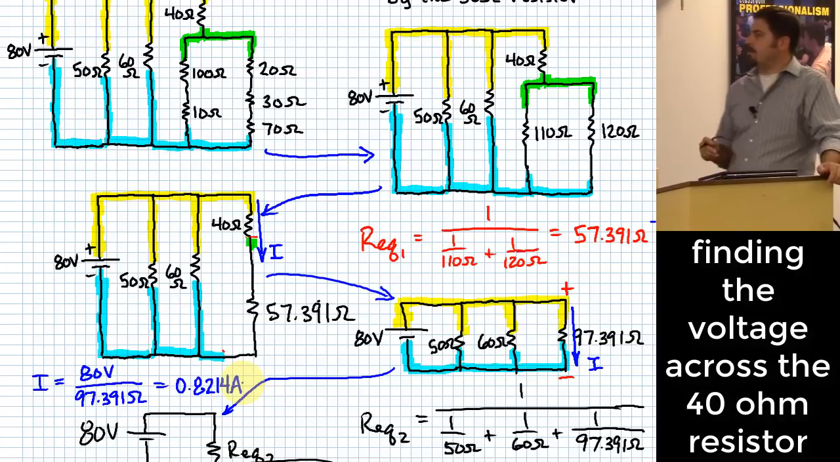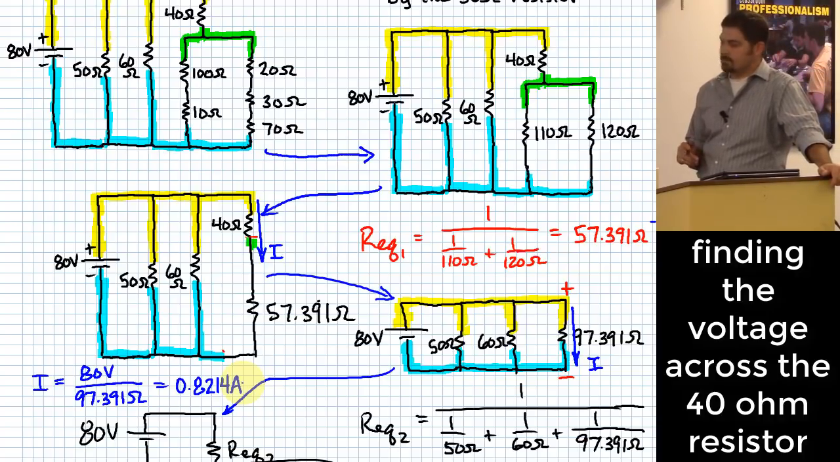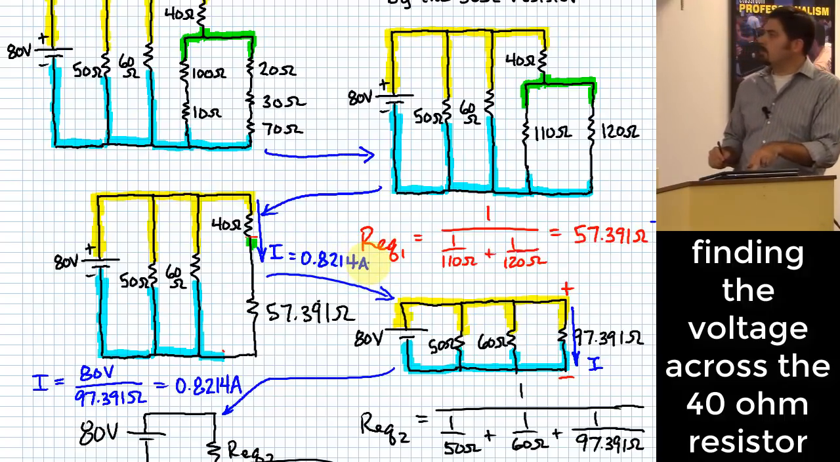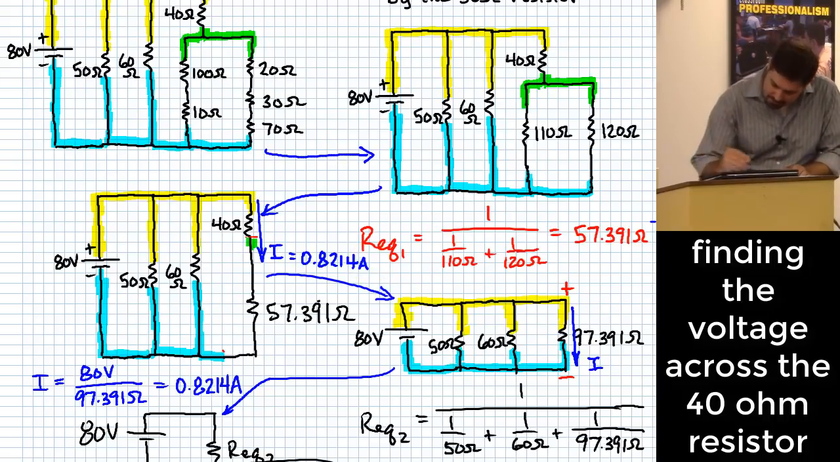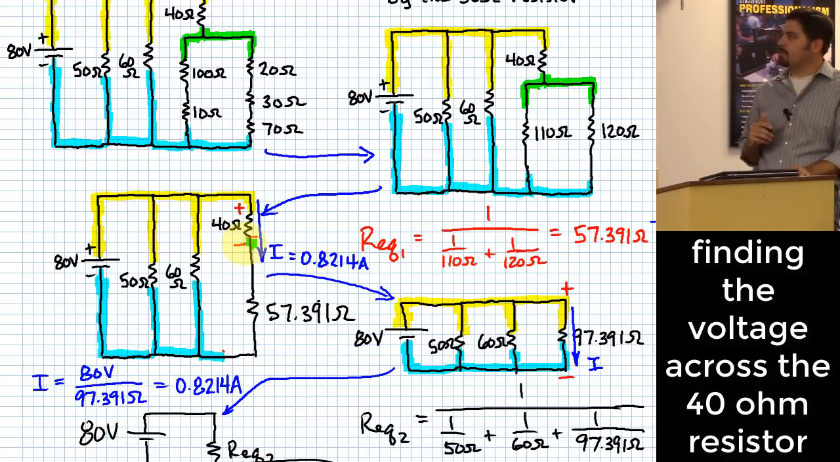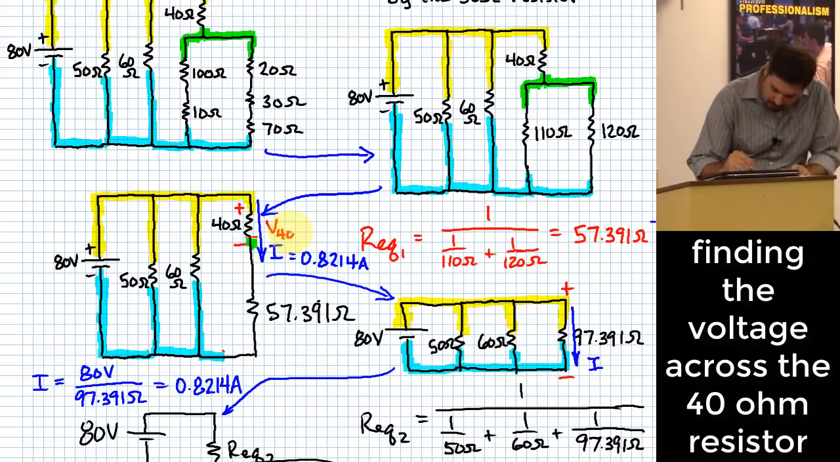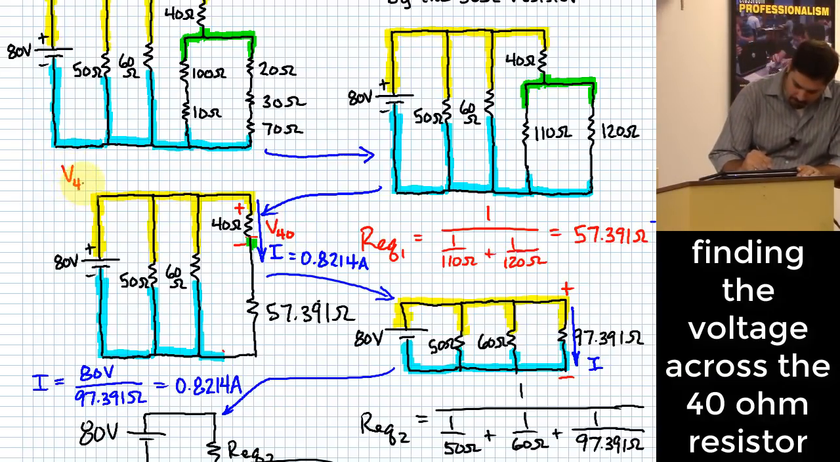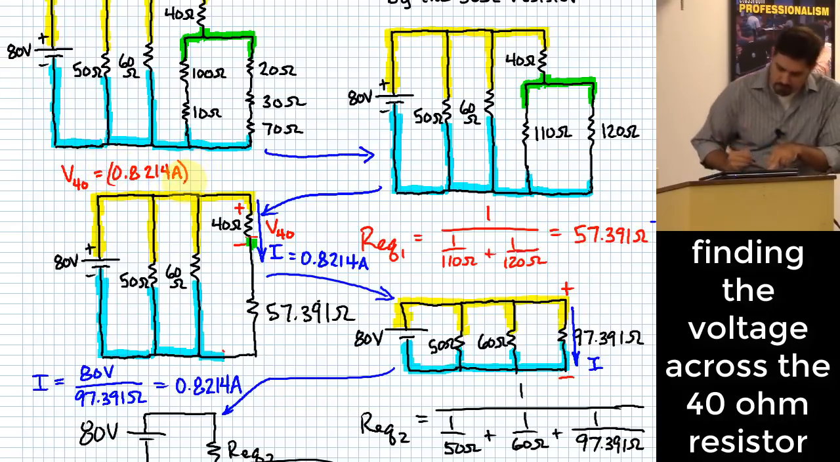How do I use that? That is this right here, 0.8214 amps. What I'm trying to figure out is the voltage just across that 40 ohm resistor. I'll call that V sub 40. Is that another good place where I could use Ohm's law? V sub 40, V equals IR, so it's going to be equal to 0.8214 amps times what? 40 ohms.